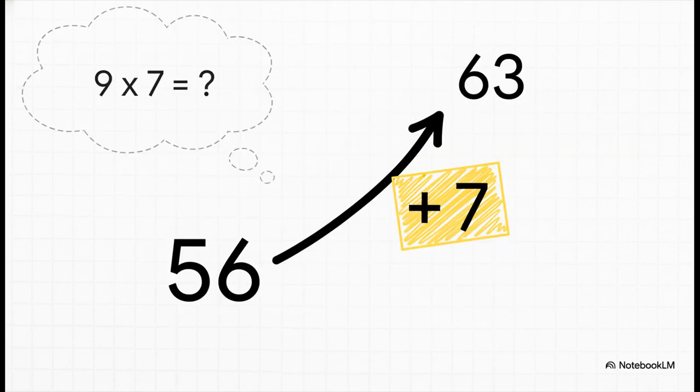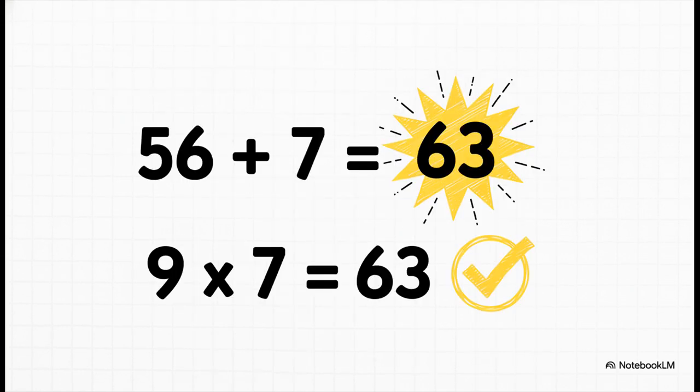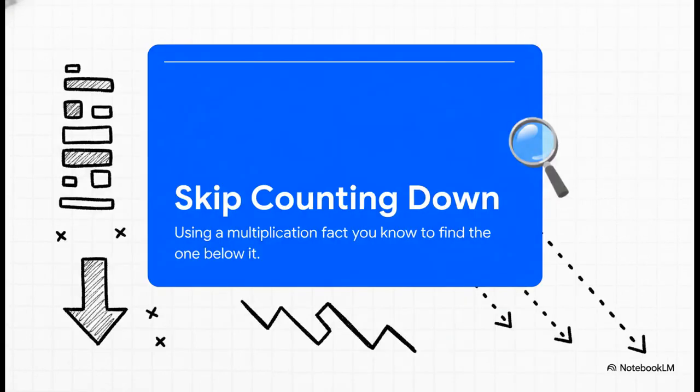So if we need to figure out 9 times 7, well, what's the difference really? It's just one more group of 7, right? So all we have to do is take that 56 we already know and just add 7 to it. And 56 plus 7 is 63. See? Easy. Just like that, you've solved 9 times 7, just by using a fact you already had in your head. And guess what? This works the other way too.